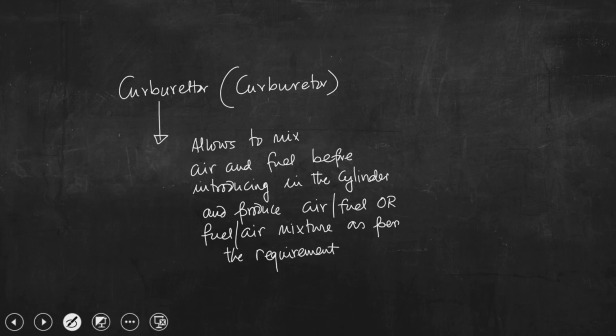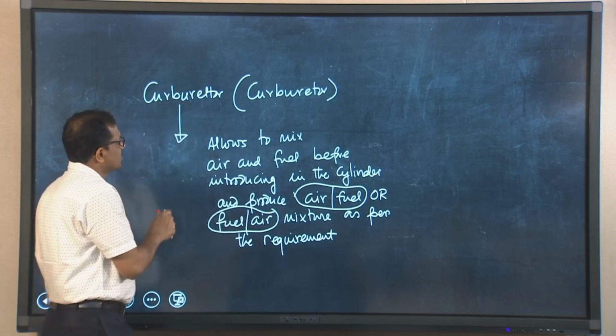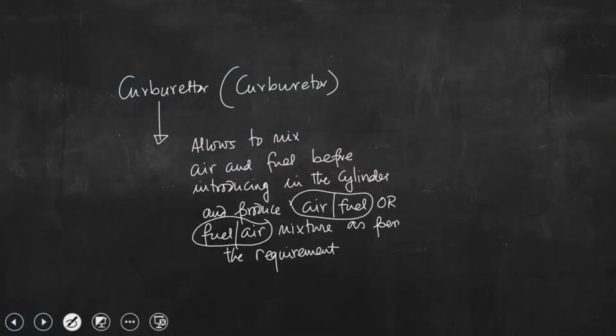You know that whether we are calling it fuel air mixture or air fuel, it is the same, and this is known as charge for the SI engine. So, essentially to obtain homogeneous charge depending on the requirement of the load or power of the engine, carburetor is needed. So, this is the objective or function of the carburetor.